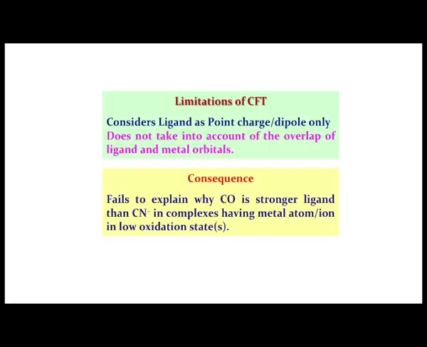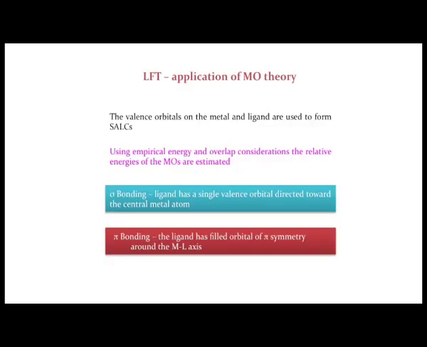We will not be able to consider these as point charges or dipoles only, which does not take into account the overlap of the ligand and metal orbitals. The consequence is that we cannot explain why carbon monoxide is a stronger ligand than cyanide until and unless we consider that carbon monoxide has some interaction with the metal center of a covalent nature.